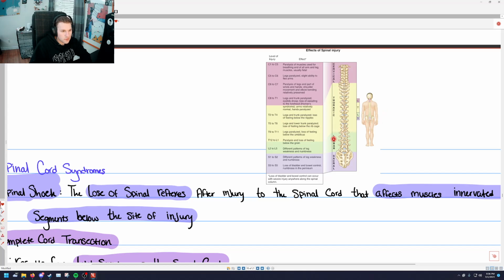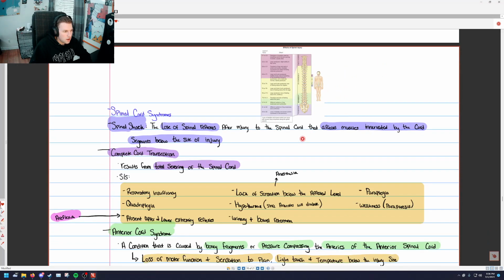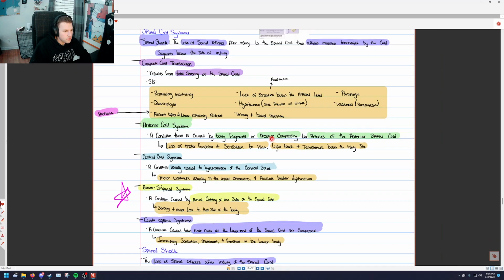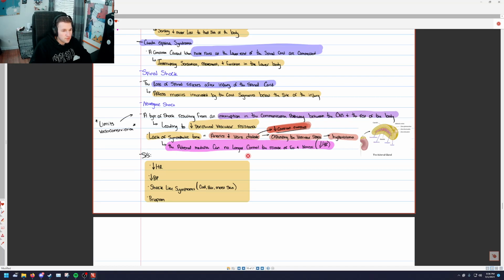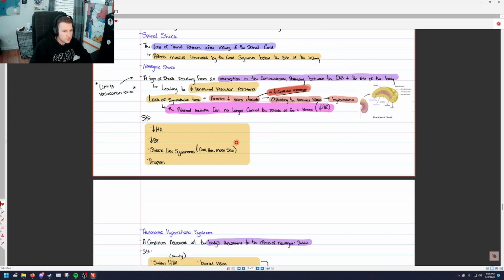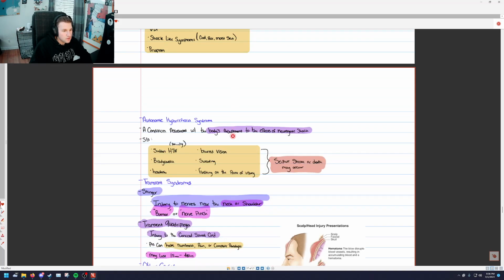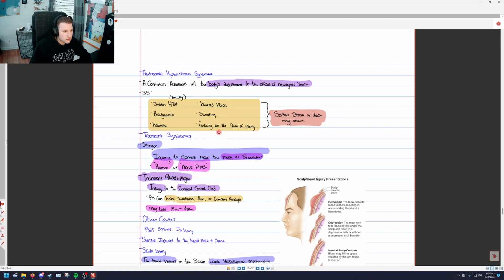Here's our neurogenic shock. This can be an interruption in the communication pathway of the central nervous system. So we have our adrenal cortex here, which is responsible for releasing epi, norepi, and dopamine. There's just going to be loss of sympathetic tone, so that stuff is not going to be able to be thrown into the body's circulatory system. So we've gone over that plenty enough.